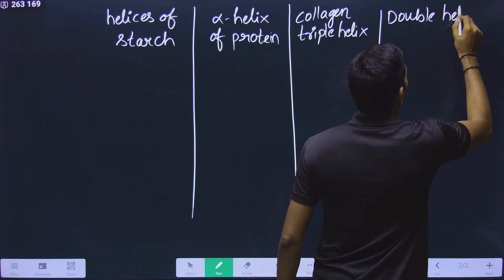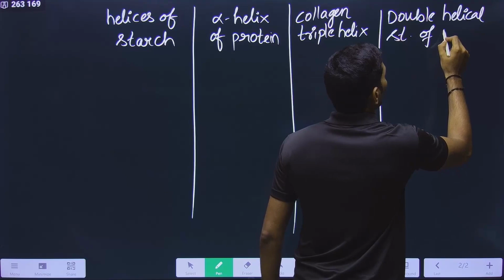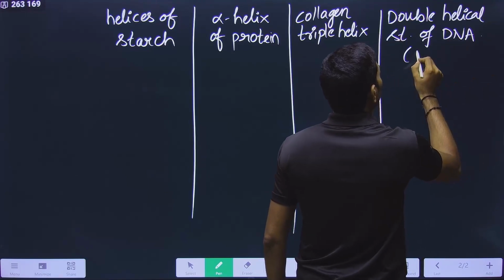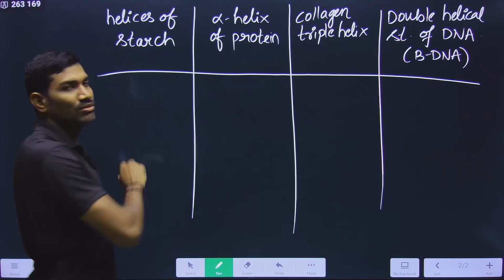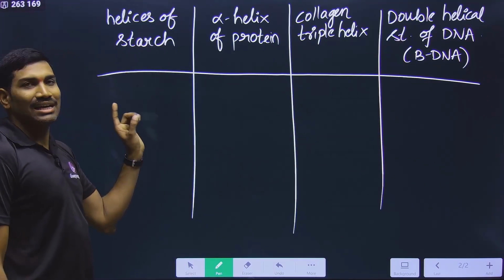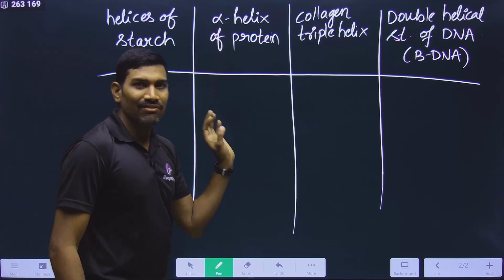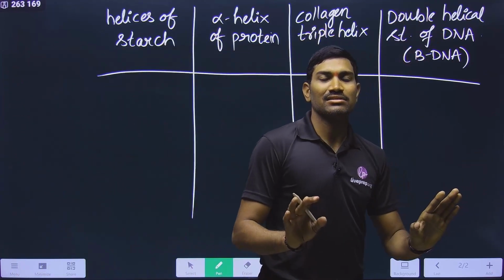Double helical structure of DNA. It is also called as B DNA model, Watson Crick DNA model. Yes or no? So in this way we studied about different helical structures. So here the helical structure for the starch, alpha helices of protein, collagen triple helix, and DNA double helix.